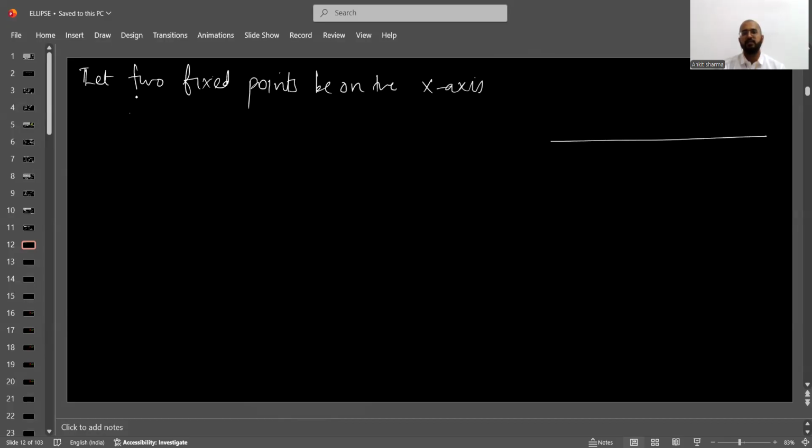Suppose this is my x-axis and this is my fixed point here, say S, and this is S dash. So this point I take to be (c, 0), and this is (-c, 0), just to maintain the symmetry. And now I'm looking for the locus of my point P, which is (x, y), such that SP plus S dash P is constant, and this constant we have taken to be 2a. That means SP plus S dash P is equal to 2a.